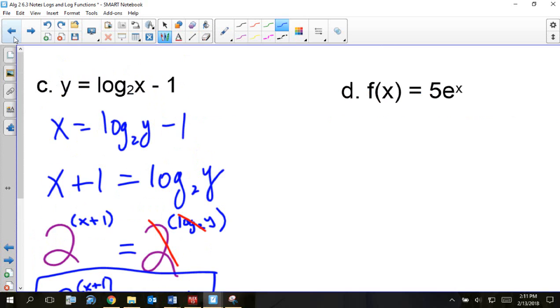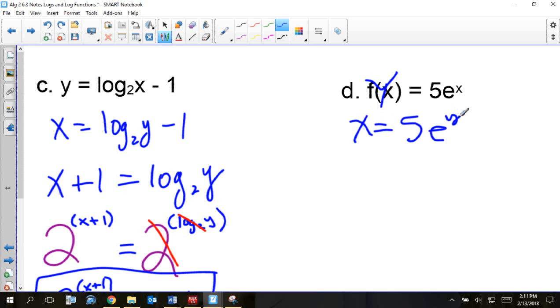We've got f of x equals 5 e to the x. So the first thing I want to do is just write that as y. And then what do I do to both sides? What do I do? Switch x and y. So I'll have x equals 5e to the y.